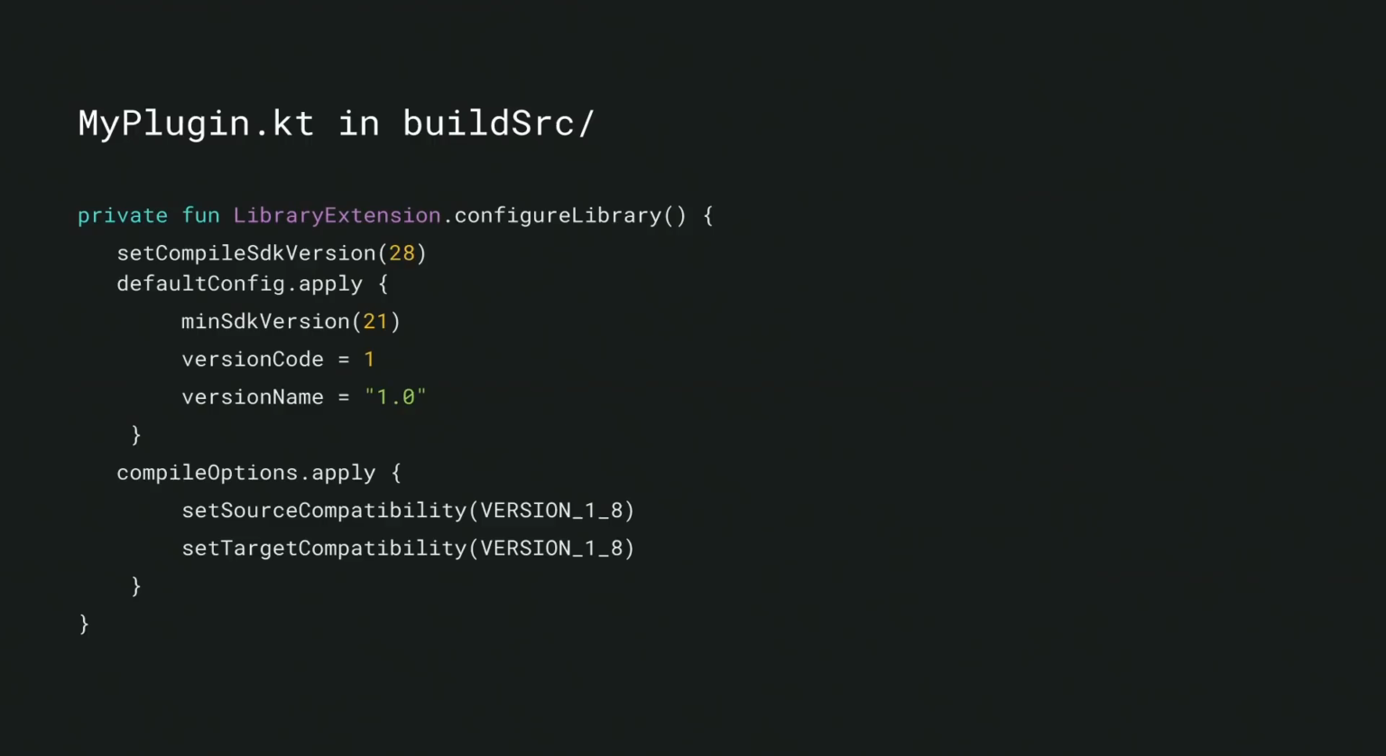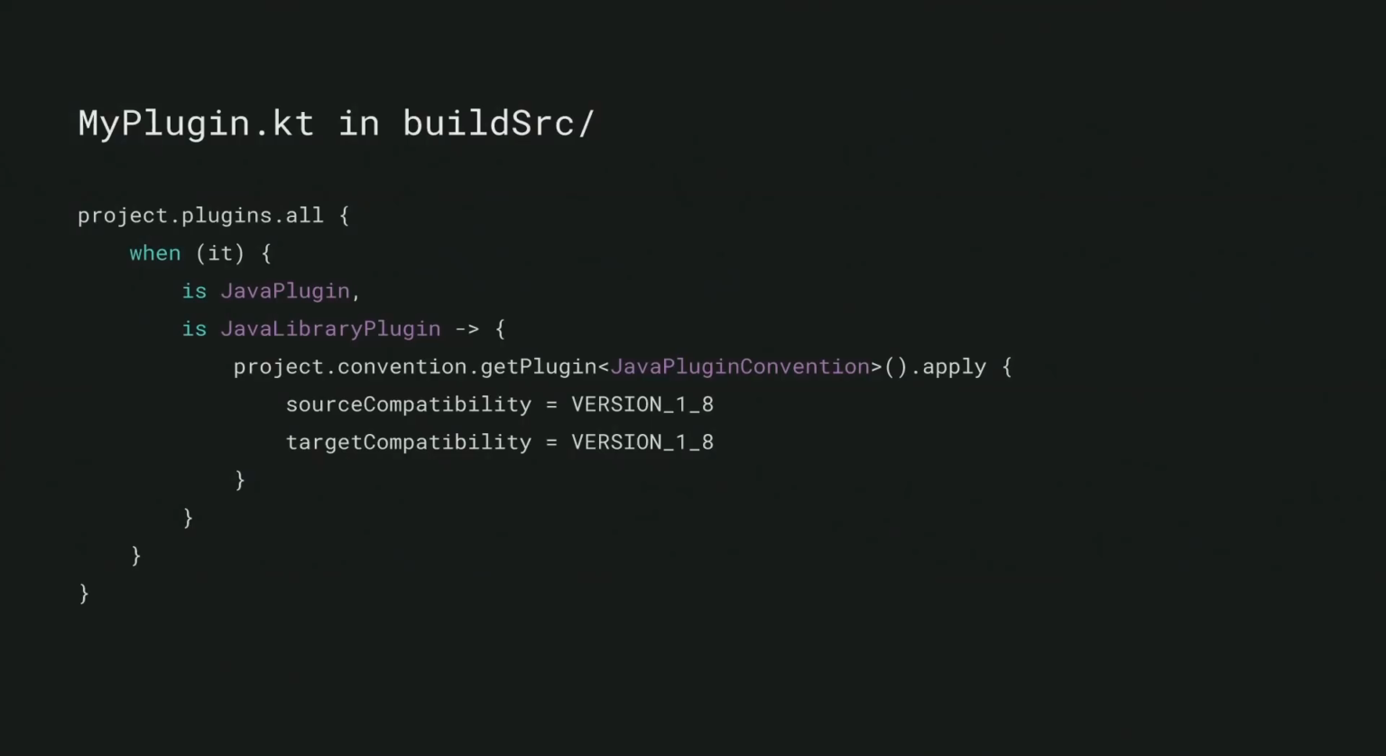The two extensions that you really care about are the library extension from the library plugin and the app extension from the application plugin. The same is true for other plugins. So for example, if you have a Java library, you can also configure it in the same way. The only difference here is that you have to use a convention instead of an extension. It's very similar otherwise. So when you have this setup, it's super easy to apply.